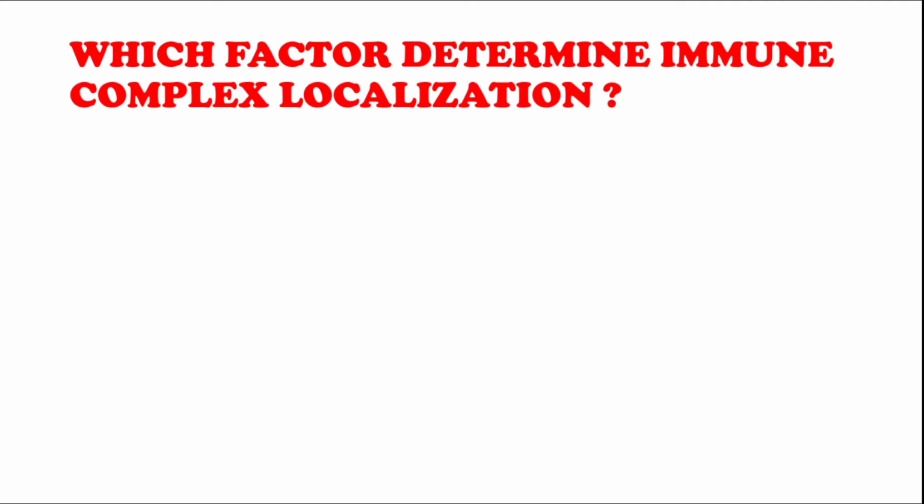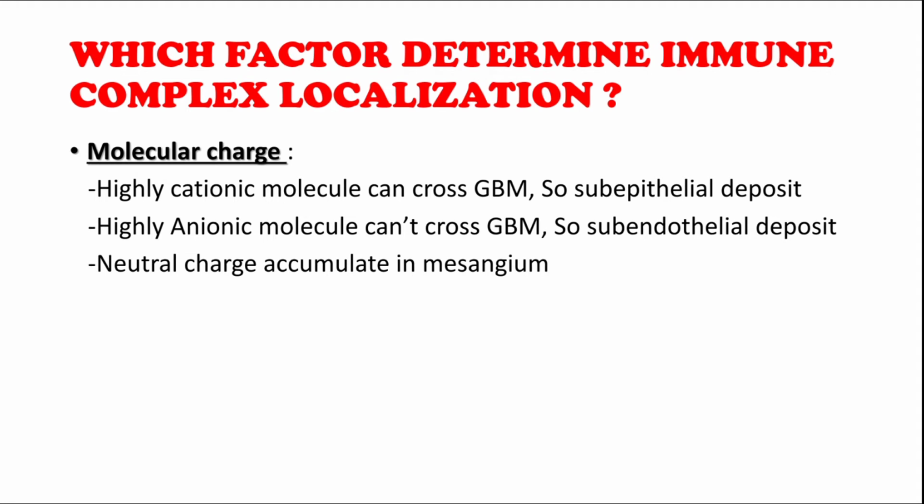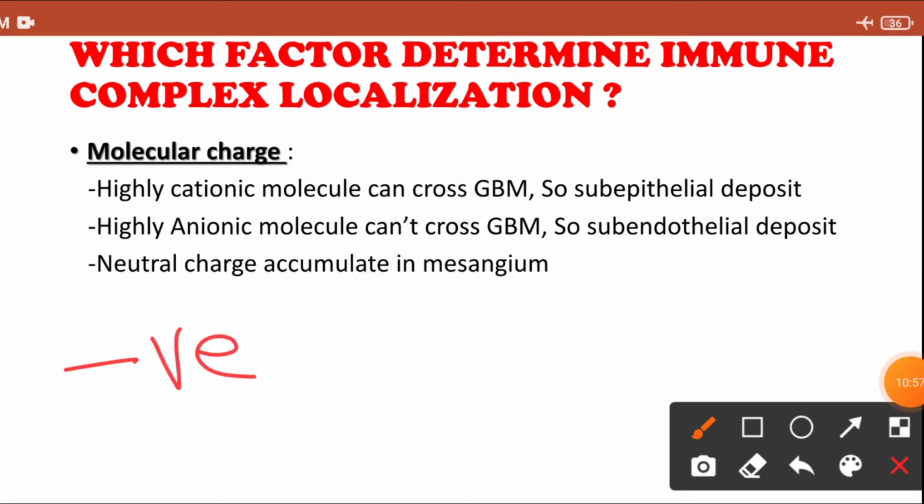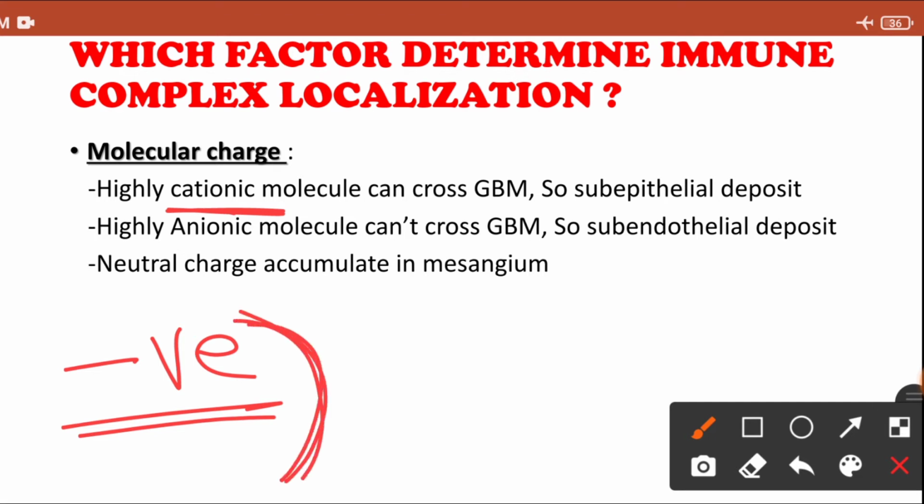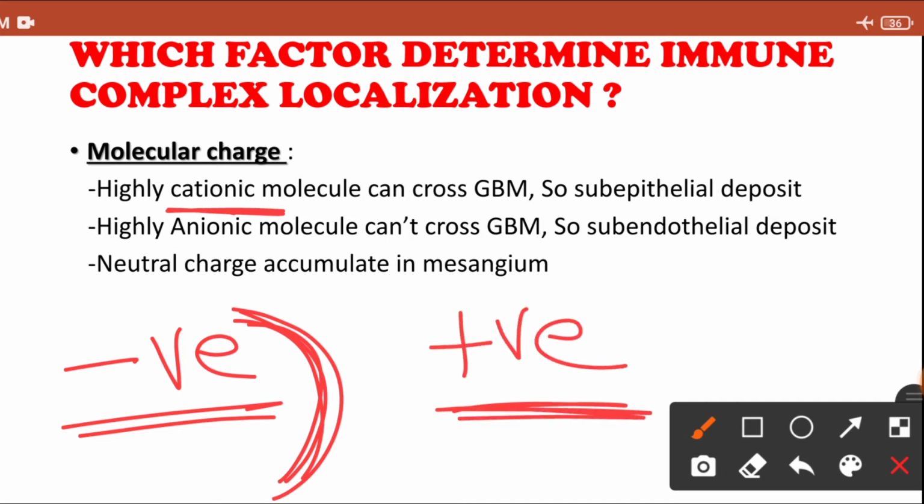All right. Now you might have questioned why certain deposits are subepithelial, certain in endothelium, certain in GBM, certain in mesangial. So which factors determine the immune complex localization? The main factor responsible for immune complex localization is molecular charge. Suppose, as we have discussed, this glomerular basement membrane has a negative charge. So if the molecule is cationic, it is of opposite charge, a positive charge. Cationic means positively charged.